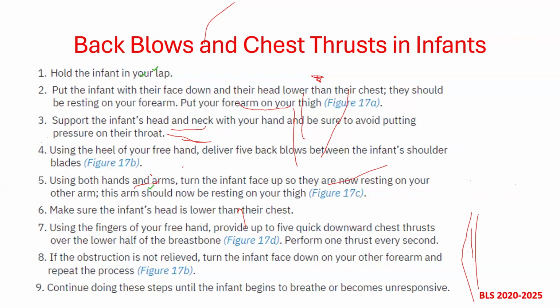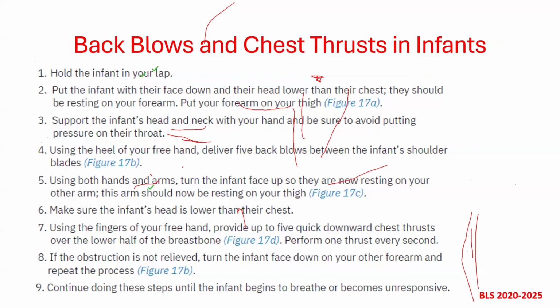Using the heel of your free hand, deliver 5 back blows between the infant's shoulder blades. I'm going to show you the picture. Using both hands and arms, turn the infant face up so they are now resting on your other arm, which should be resting on your thigh. Make sure the infant's head is lower than their chest. Very important, in both situations, the head should be lower than the chest. Using the fingers of your free hand, provide 5 quick downward chest thrusts.